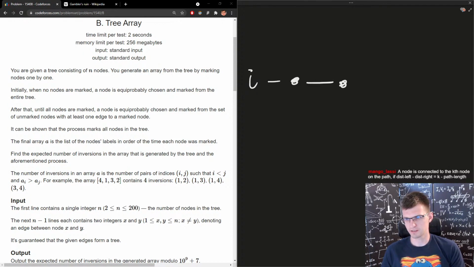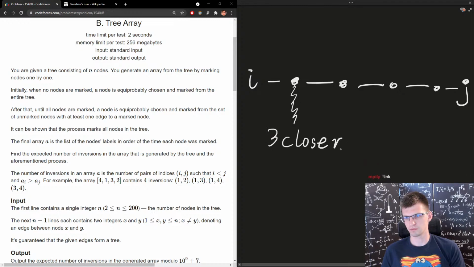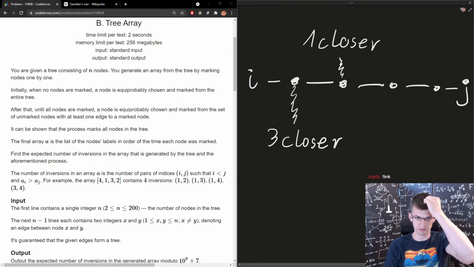i, j. Okay, I see. If something grows out of this guy, then for i, it's 3 units closer, because the distance from anything here to i is 3 units closer than to j. If anything grows from this, then for i, it's 1 closer. And so on. So yes, Mango is right.